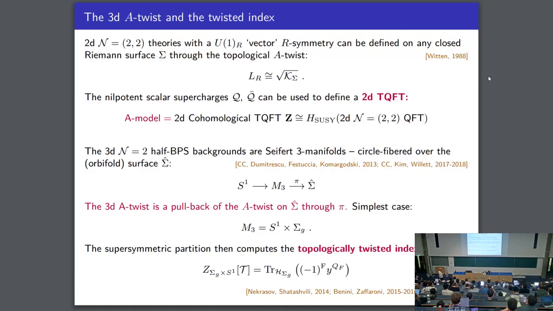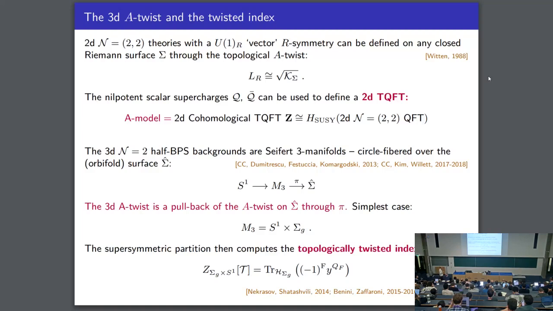What we'll consider is a three-manifold, which is a circle fiber over a Riemann surface or a Riemann orbifold. In fact, I will just focus on Sigma_g times S^1, so the product case. When there is such a fibration structure, you can essentially pull back the A-twist on Sigma to what we will call a 3D A-twist on M3. So you preserve supersymmetry as well, half of the supersymmetry on these three-manifolds.